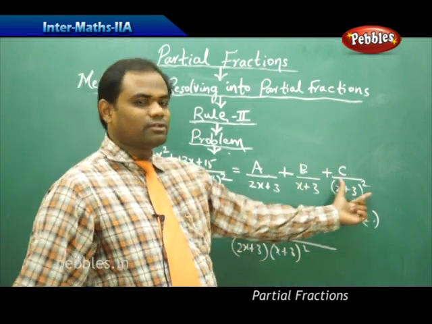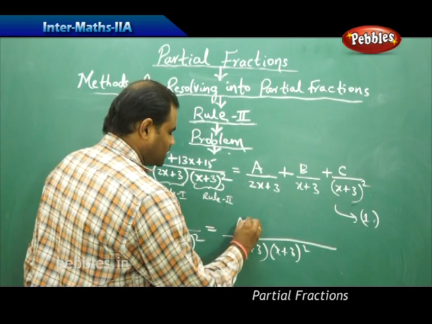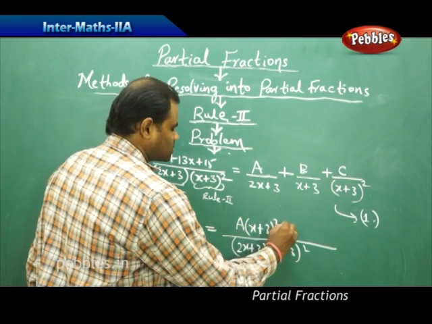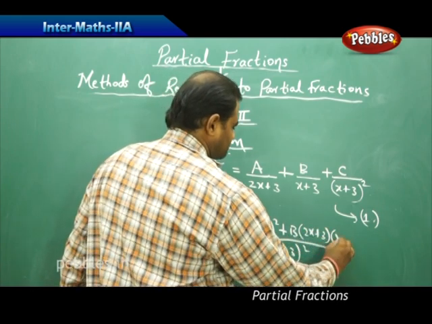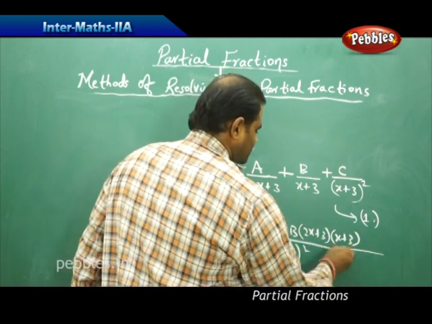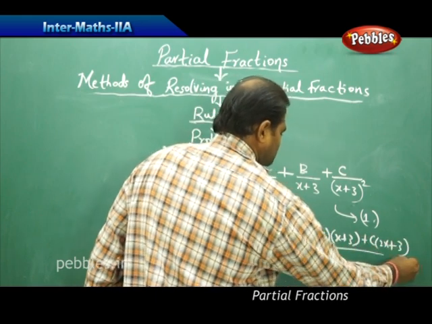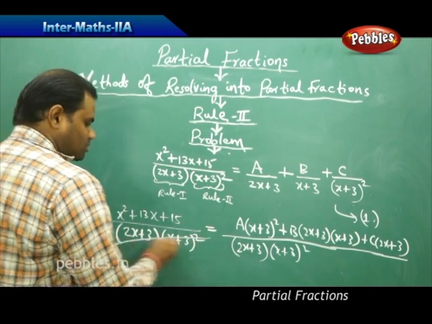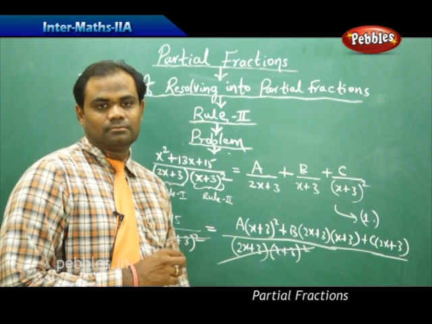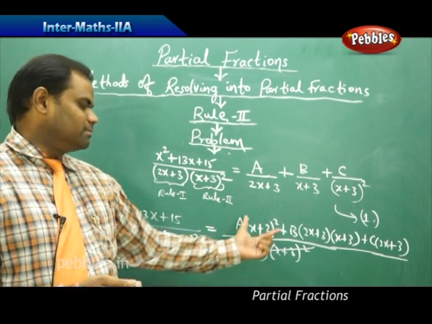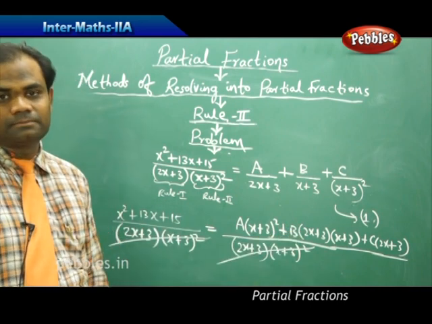So the LCM of each of these is this, on further simplification, which gives a times (x plus 3) whole square plus b times (2x plus 3) into (x plus 3) plus c times (2x plus 3), so that the denominator gets cancelled and I get this equal to this. So let's see how we can find a, b, and c using the numerator of this equal to the numerator of that.